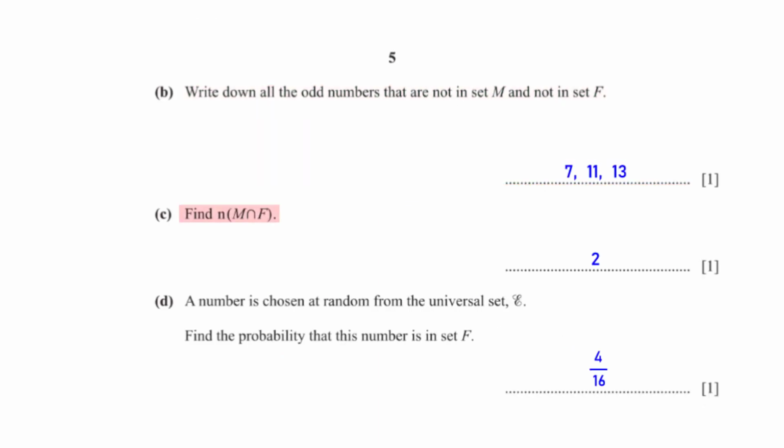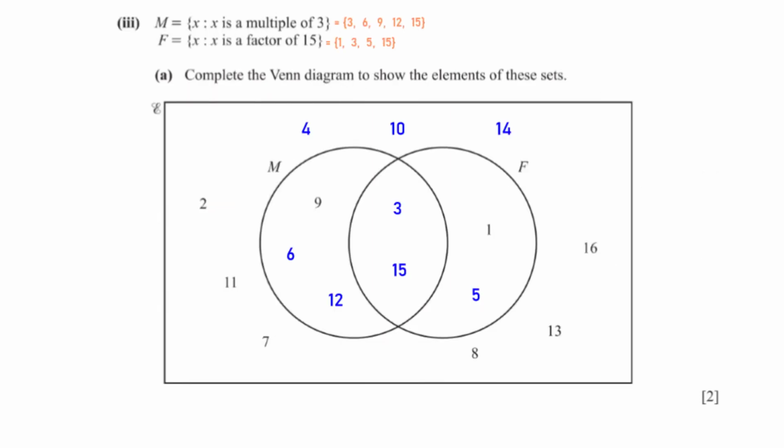Find n of M intersection F. In other words, we are to find the number of elements common to sets M and F. From the Venn diagram, we see that the number of elements in this region are 2 in total.